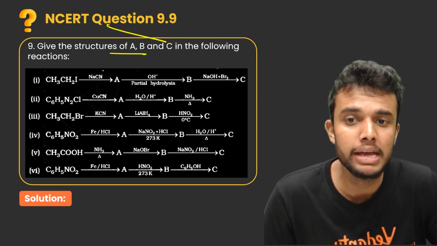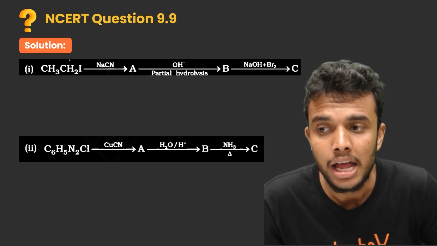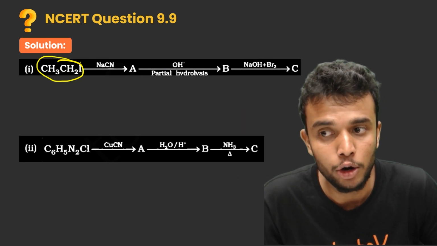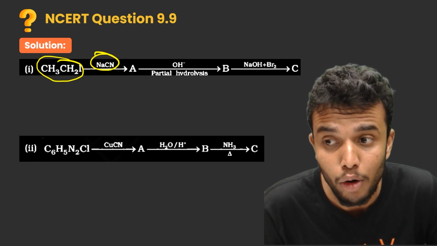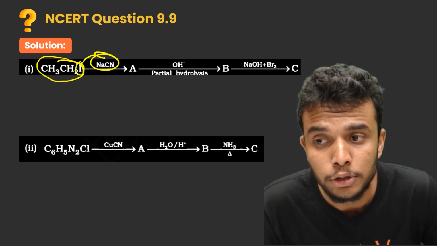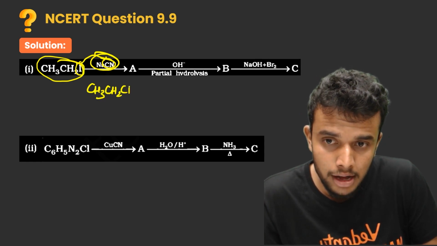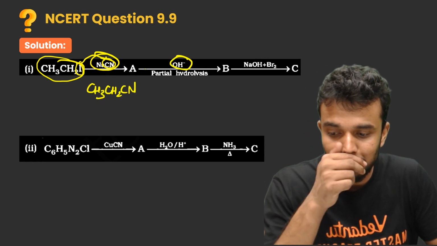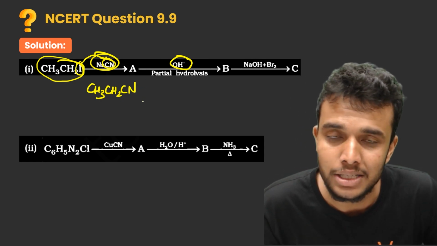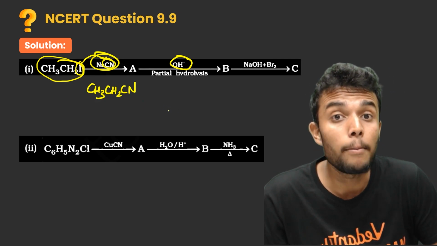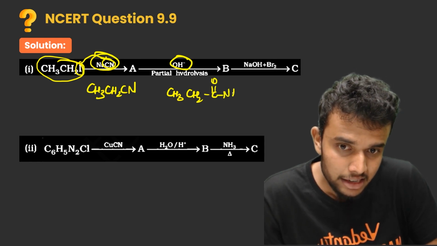Give the structures of A, B, C for the following reaction. We need to identify A, B, C. What happens if an iodo, chloro or any halo substituted compound is reacted with NaCN? The chloro or halogen group is replaced by the CN group, right? It yields the cyano compound. Then partial hydrolysis, students. What is the meaning of partial hydrolysis? If the cyano compound undergoes partial hydrolysis, what does it yield? It yields the amide group, students. Propanamide, CH3CH2, C double bond O, NH2. Yes, this is B.